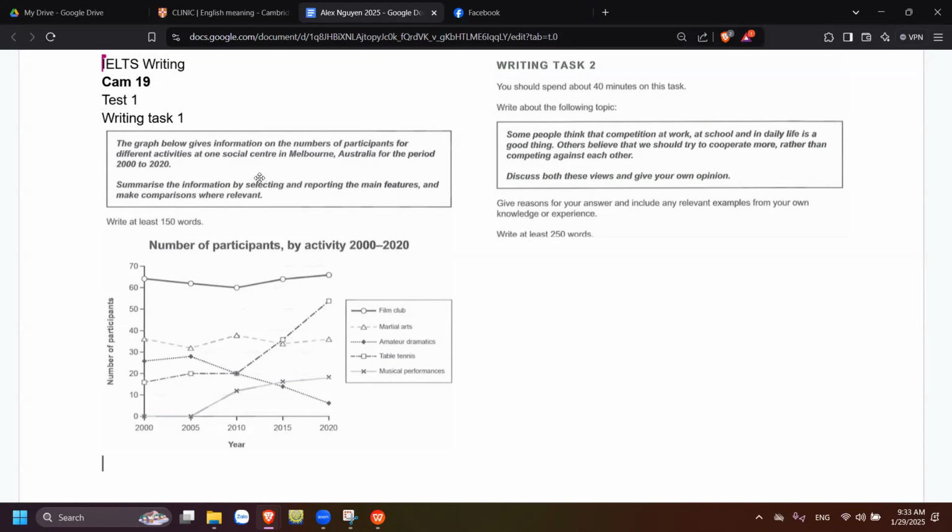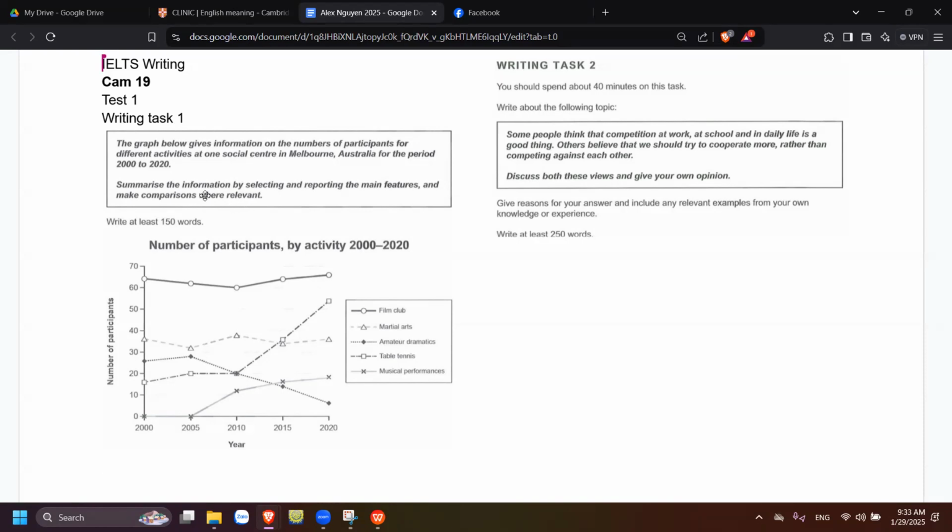Now, the graph below gives information on the number of participants for different activities at one social center in Melbourne, Australia, for the period 2000 to 2020. You know, social center? It's like a community center where people just go and meet up, a center where there are often events, like music being played, or something like that.